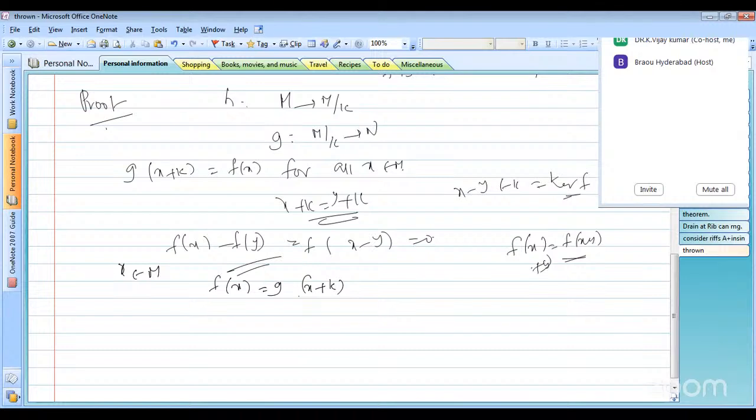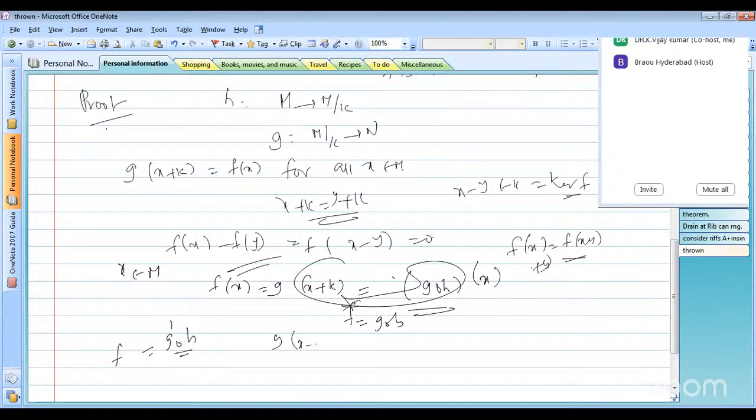If any x belongs to M, f(x) is equal to g(x + K). We can write this as g circle h into x. So hence f is equal to g circle h. But we know that g is from M/K to N, and g(x + K) is equal to g circle h of x, which is equal to f(x).